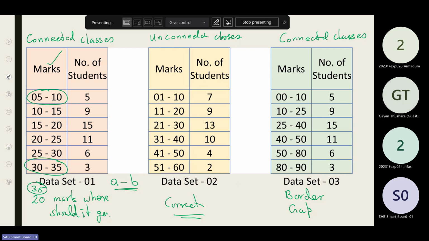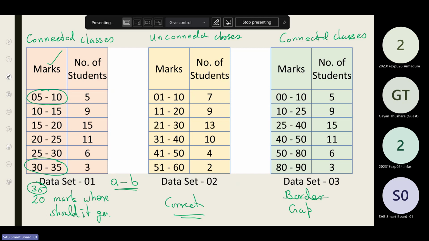So now this one. The border problem is sorted out. So that's okay. Now the gap. Now there is no rule that all the classes should have the same width. When developing a group data, there is no rule that all the classes should have the same width. When we develop equal class widths, it will look nice and handling the data set is easy. That is why we develop equal class widths. Otherwise, there is no rule that we should have the same class width.